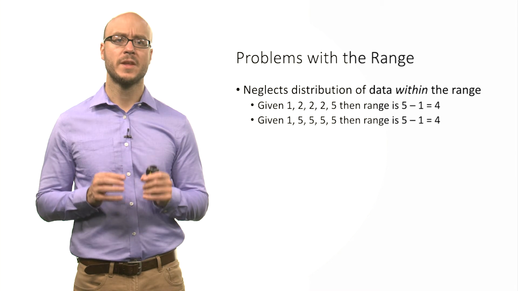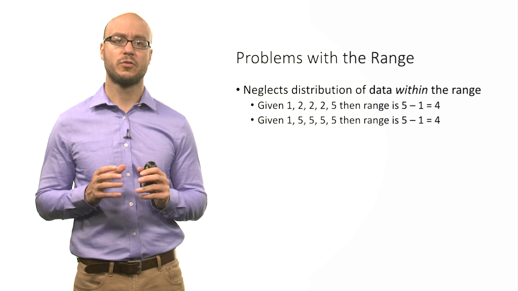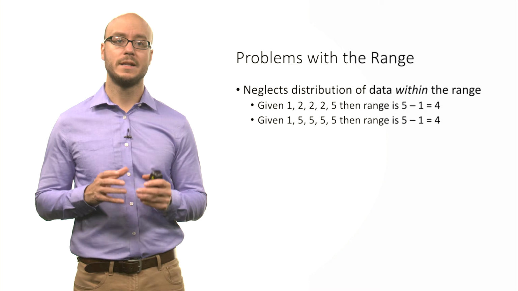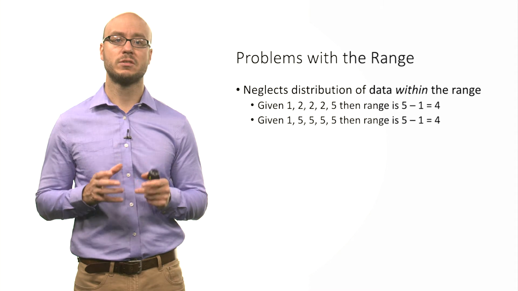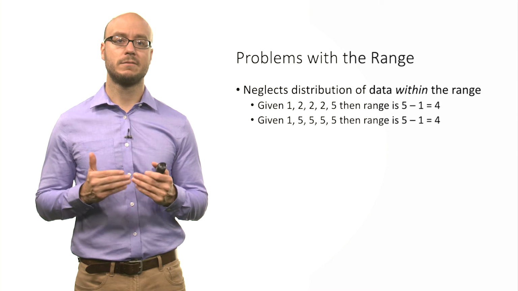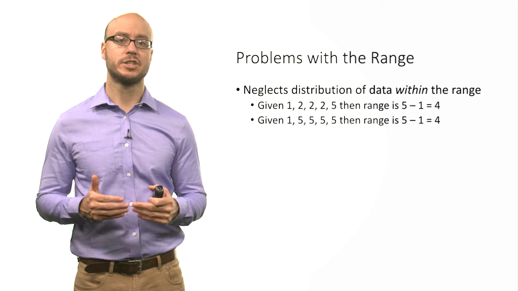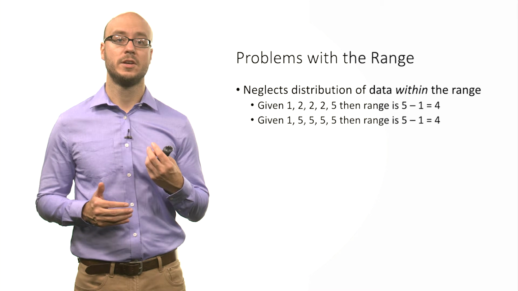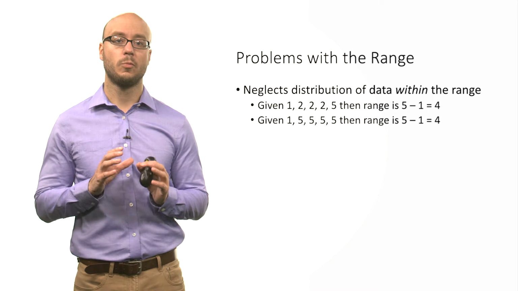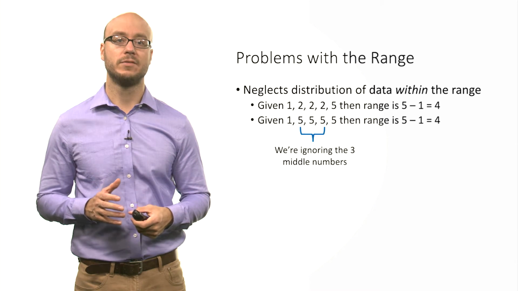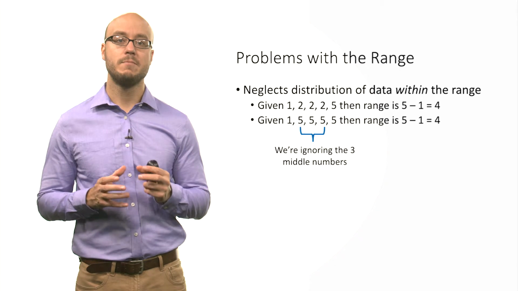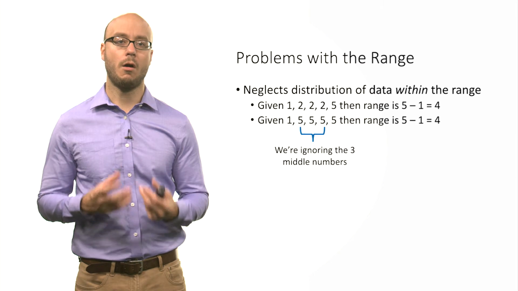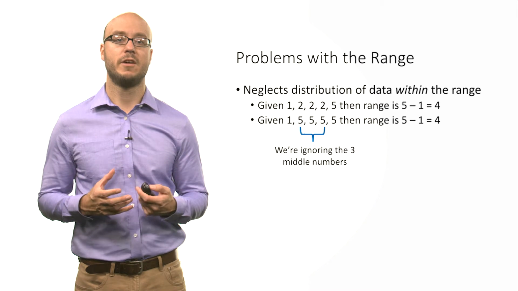As we've talked about before. But suppose that those three middle numbers, instead of being 2s, are in fact 5s. Well, in that case, the range is still 4. But the second version of the data set actually has less variation, because you have four 5s instead of one 5. So the problem is that the range ignores the three middle numbers of this small data set, and so it's not capturing all of the variability in the set of observations.